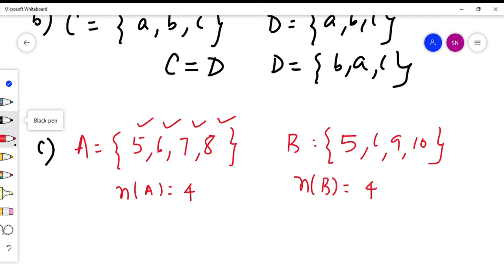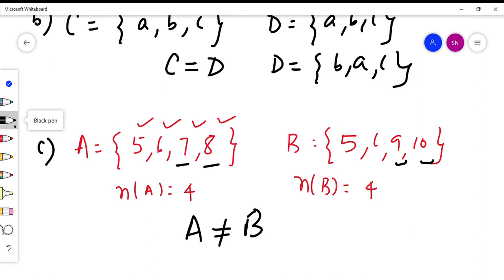But if I have both the cardinalities the same, can I conclude that both the sets are equal? No, right? Because I don't see elements 7 and 8 in set A, the same 7 and 8 present in set B. Correct, no? So what does it mean? Here, set A is not equal to set B.